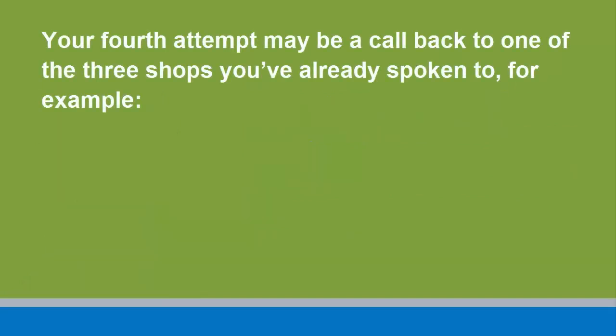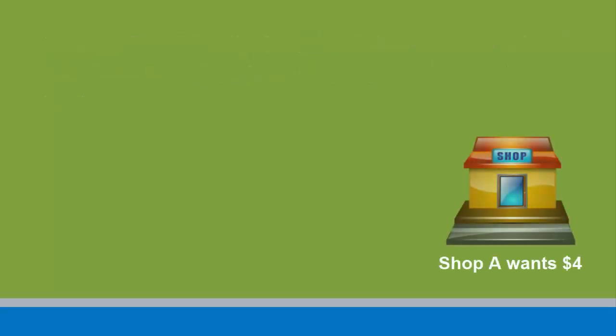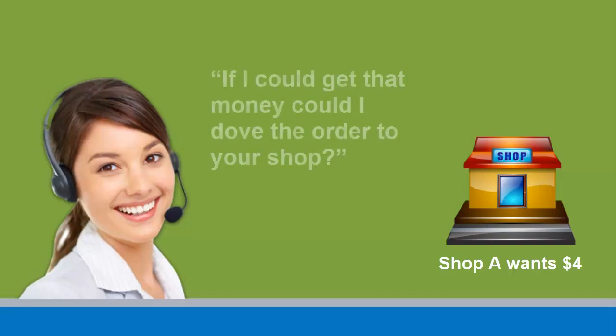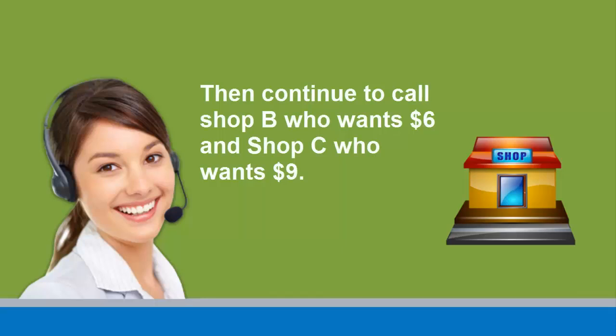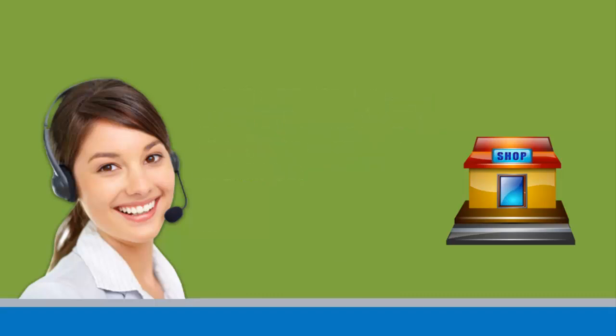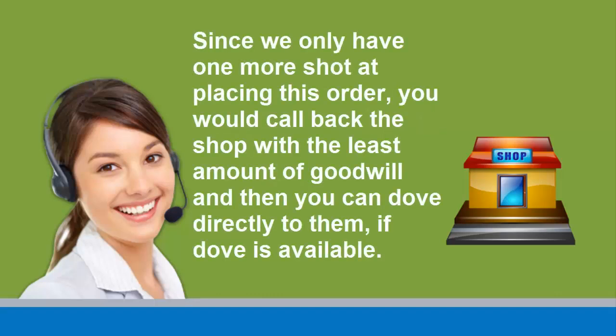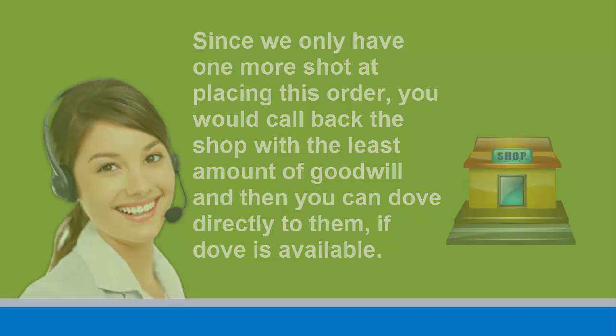Your fourth attempt may be a callback to one of the 3 shops you've already spoken to. For example, Shop A wants $4. You reply, "If I could get that money, could I dove this order over to your shop?" Continue by calling Shop B, who wants $6, and then Shop C wants $9. Since we only have one more shot at placing the order, you would call back the shop who wants the least amount of goodwill, and then you can dove the order directly to them, if dove is available.